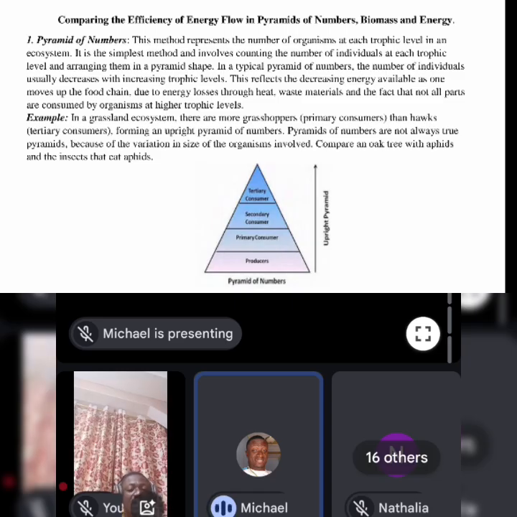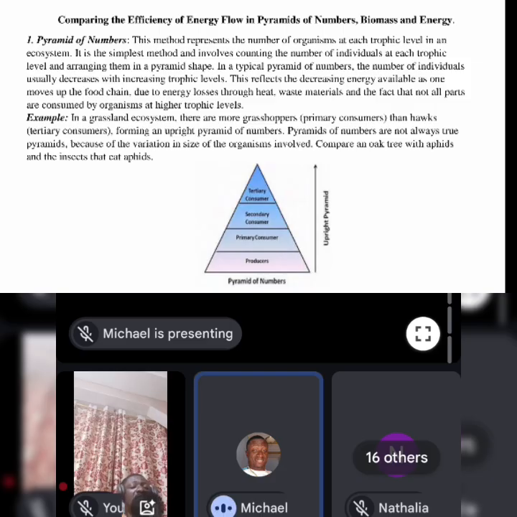Oh, I just ate one rice. So you ate only one grain of rice. I also ate one morsel of fufu. Who has eaten? It's one. But we see that one will get more energy than the other. So the pyramid of numbers doesn't become a good representation of the ecosystem.